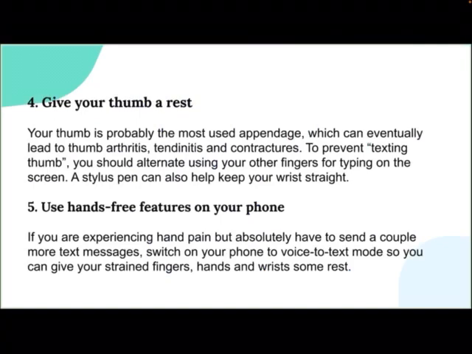The thumb is the most used appendage, which in turn can lead to thumb arthritis, tendinitis, and contractures. To prevent texting thumb, you should alternate using your other fingers for typing on the screen. A stylus pen can also help keep your wrist straight.